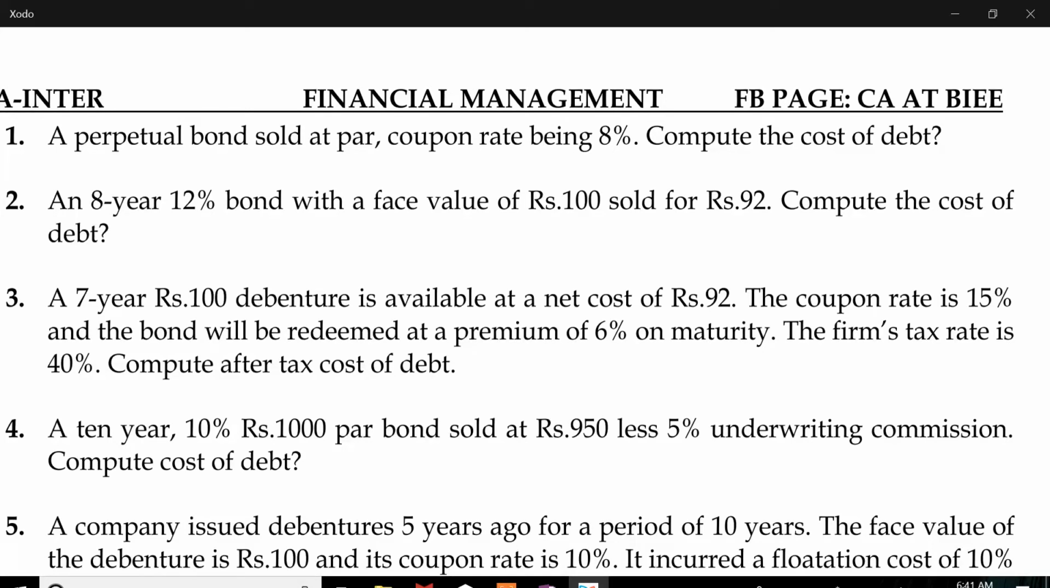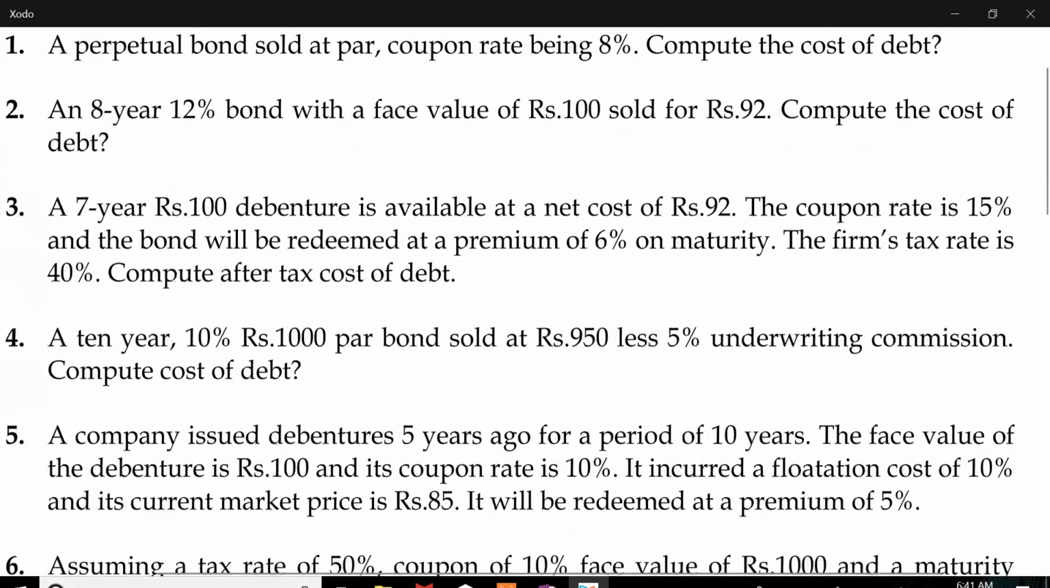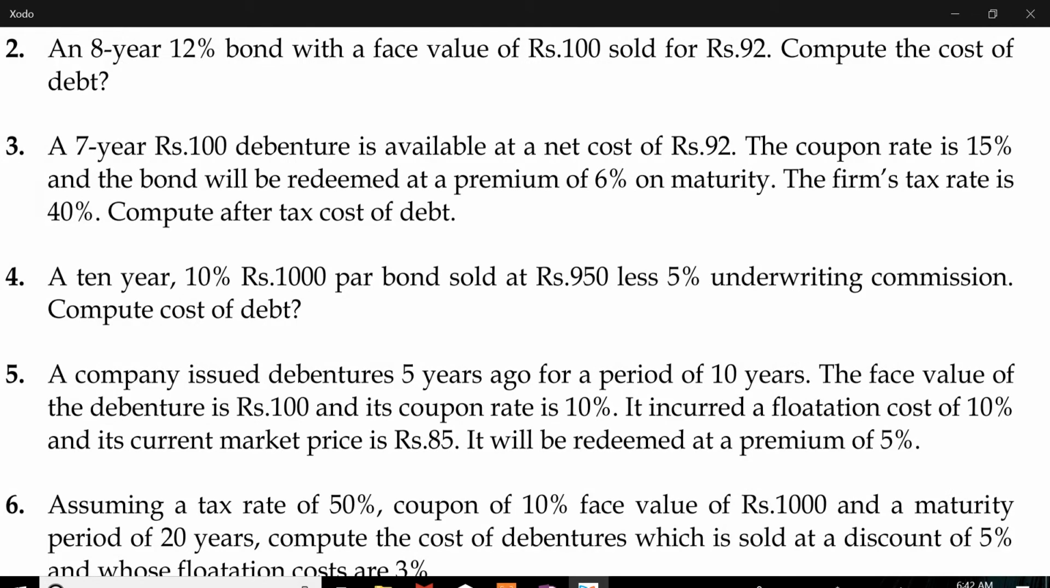Question number 1, 2, 3, no special adjustment. Question number 4, 5% underwriting commission can either be taken as a percentage of face value or issue price.